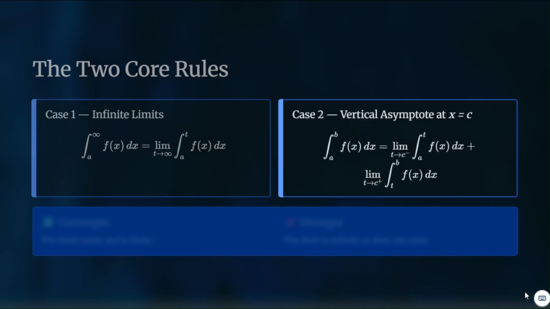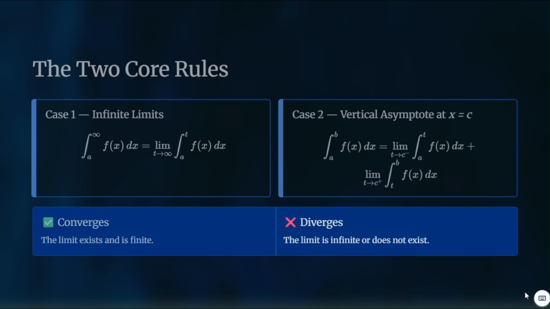For the case where you have a vertical asymptote at x equals c, you will split the integral at the point of discontinuity and take one-sided limits. So for the integral from a to b of f of x dx, where c is a point between a and b, that will be equal to the limit as t approaches c from the left of the integral from a to t of f of x dx, plus the limit as t approaches c from the right of the integral from t to b of f of x dx. Now, if the limit exists and is finite, the improper integral converges. Otherwise, if the limit is infinite or does not exist, it diverges.